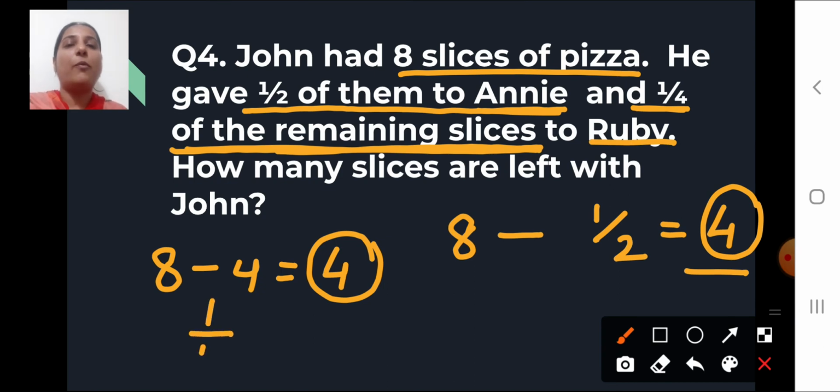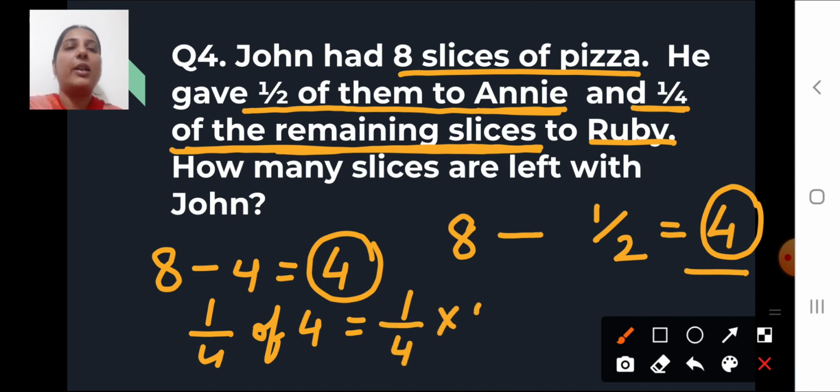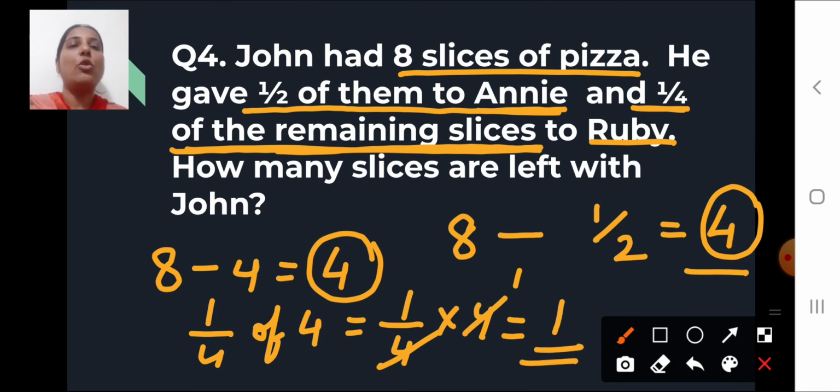Now of these remaining slices, he gave 1/4 of the remaining slices to Ruby. Means 1/4 of 4 he gave to Ruby. So what will be 1/4 of 4? It will be 1 slice. 1 ones are 1. It means he gave 1 slice to Ruby.